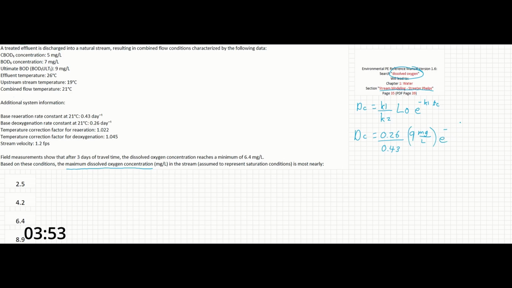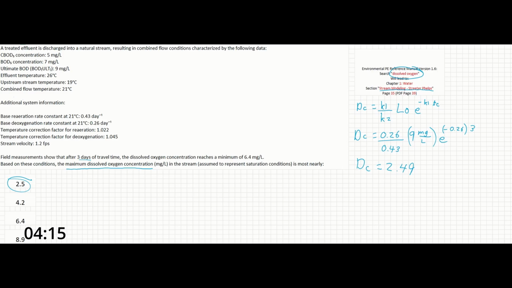Then we have e to the minus K1, which is 0.26 again, and our TC here is given as 3 days of travel time. Once we solve this out, we can see that DC equals 2.49. Almost identical to our first answer in number one.